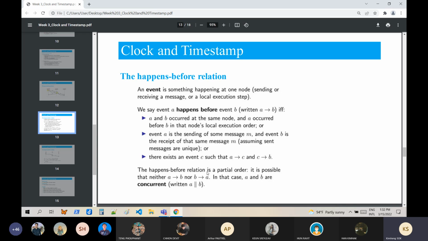The happens-before relationship is a partial order. It is possible that neither A happens before B nor B happens before A. So in that case, we call A and B concurrent, and the symbol of concurrent is two parallel lines. If we don't know whether A happens before B or B happens before A, it means that those two events may happen at the same time or maybe in parallel. So in that case, we call the two events concurrent. We don't know which one comes first. In the technical term, we call it concurrent.